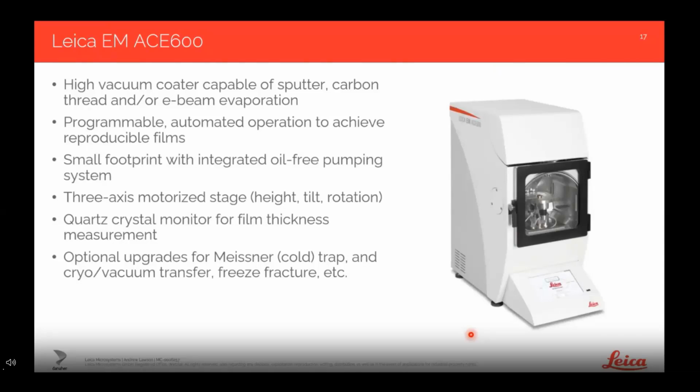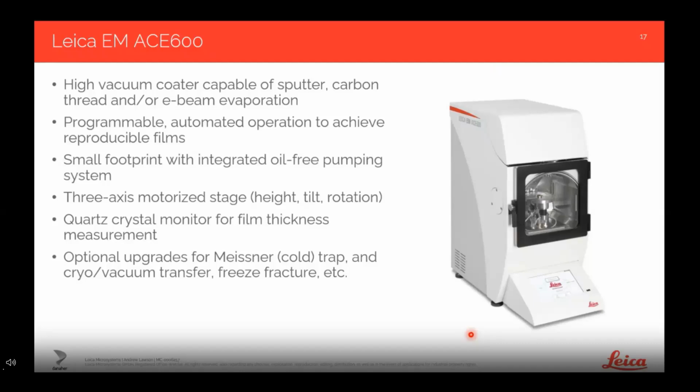So again, this is our high vacuum coater. It's capable of doing metal sputter, carbon thread evaporation, and/or e-beam evaporation, so you can choose how you want to configure your tool. Like the other two, the TP and the CPD300, the ACE600 is also programmable for automated operation to allow you to achieve reproducible films every run.